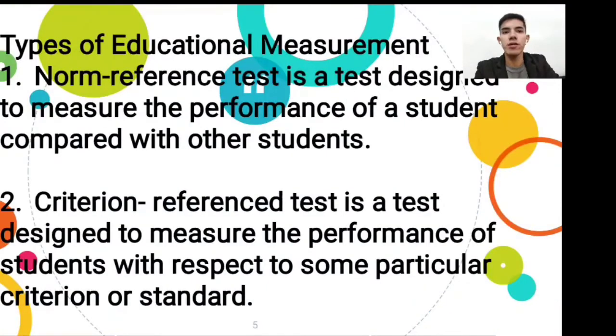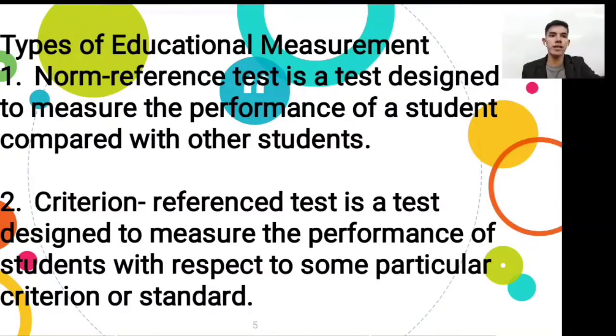So, next, we have types of educational measurement. Number one is the norm reference test, which is a test designed to measure the performance of students compared with other students. So, ayan. This involves different sets of students. Being compared to other students is what you call being subjective.